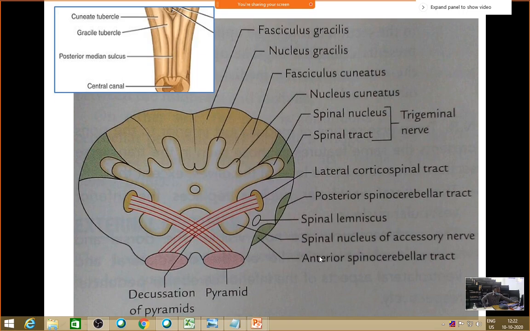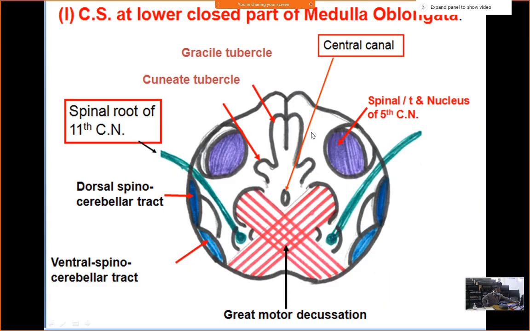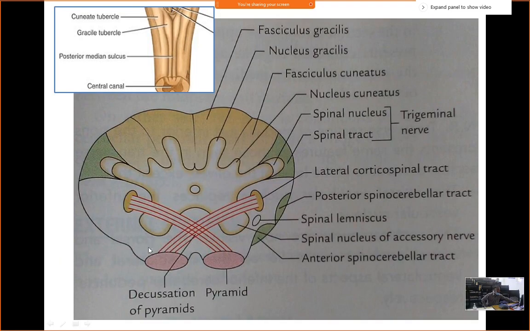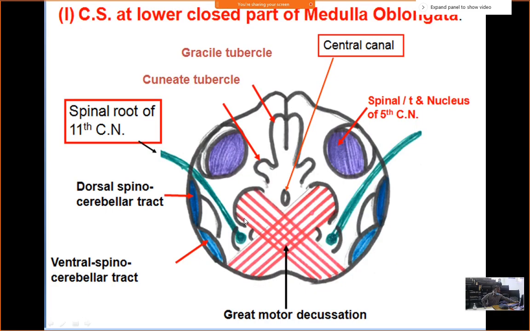I have given so many pictures. This is one picture, a simple picture. This is simple, then this is also simple. At the time of the exam, you are asked to draw a diagram of the medulla oblongata at different levels. So it is mainly a diagrammatic question. That is why you can draw whatever you like, that is up to you.